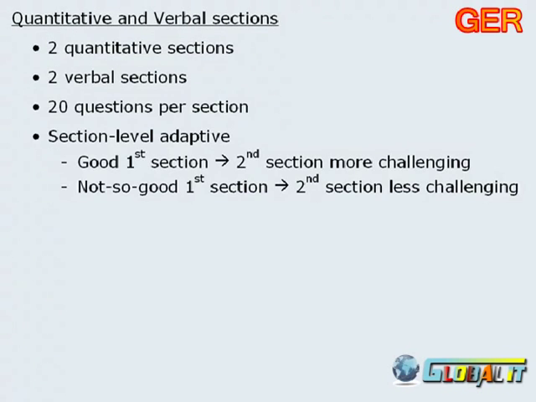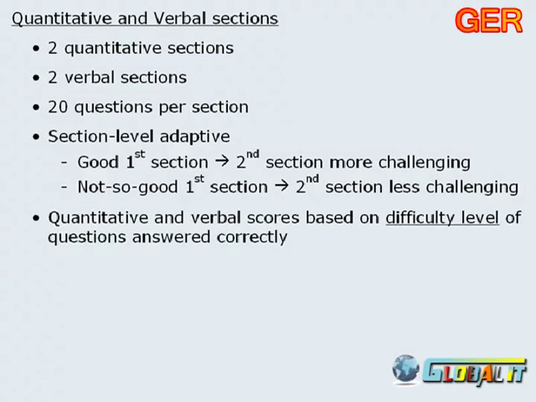Given the adaptive nature of the GRE, some students will encounter a lot of very difficult questions, and others will encounter easier questions. So once you've completed all of the sections, your scaled quantitative and verbal scores will be based on the difficulty level of the questions you answered correctly.